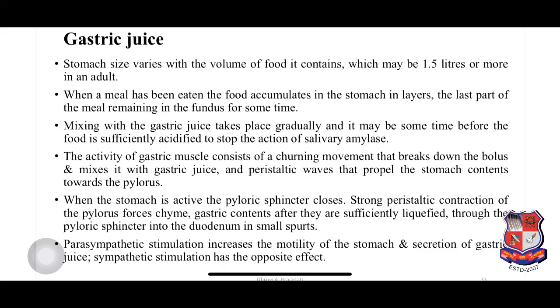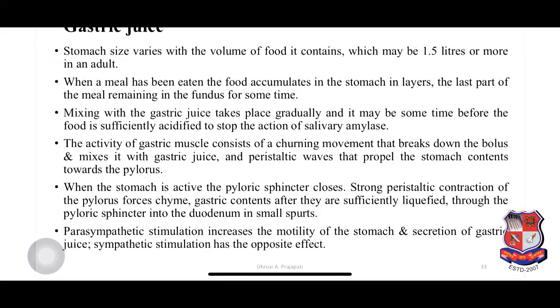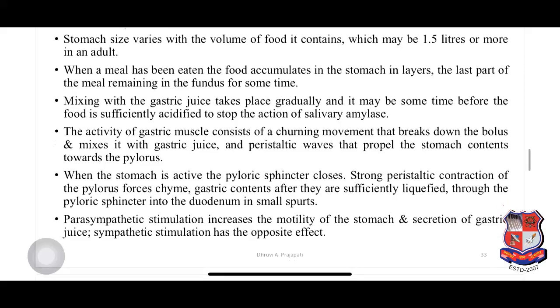The activity of gastric muscle contains churning movement that breaks down the bolus and mixes it with the gastric juice, and peristaltic waves that propel the stomach contents towards the pylorus. When the stomach is active, the pyloric sphincter closes. Strong peristaltic contraction of the pylorus forces chyme, the gastric contents after they are sufficiently liquefied, through the pyloric sphincter into the duodenum in small spurts.